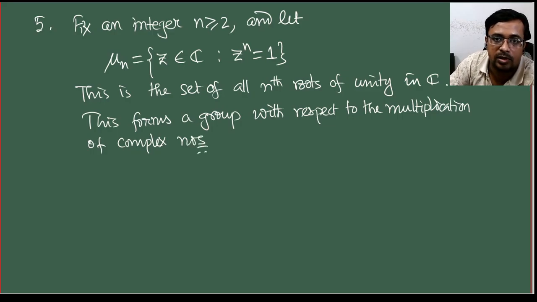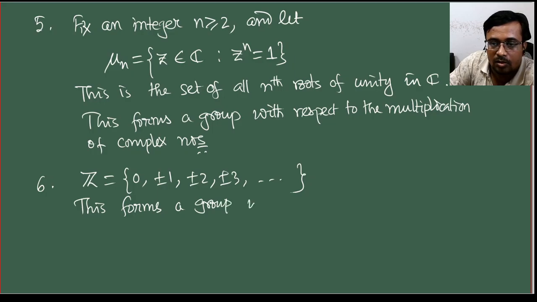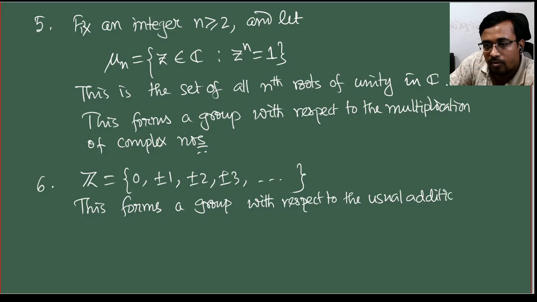Okay. So far we have given examples of finite groups. So now let's give an example of an infinite group. For example, you take Z, the additive group Z. Z is the set of all integers 0, plus minus 1, plus minus 2, plus minus 3 and so on. So this forms a group with respect to usual addition of integers.